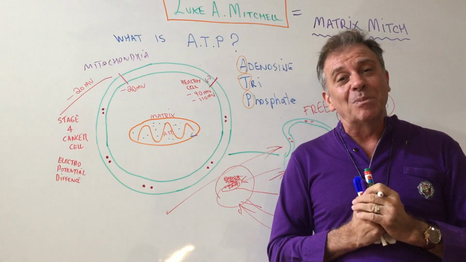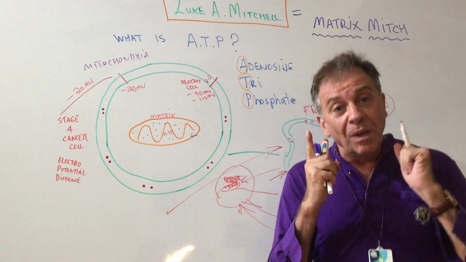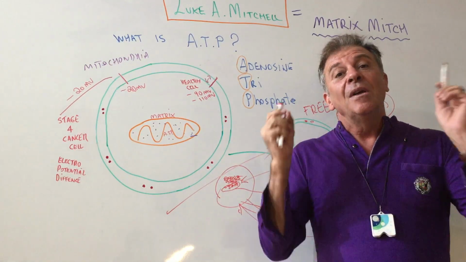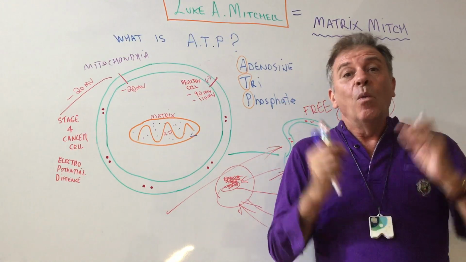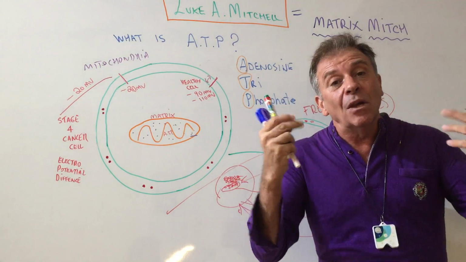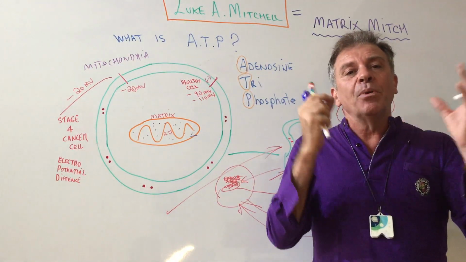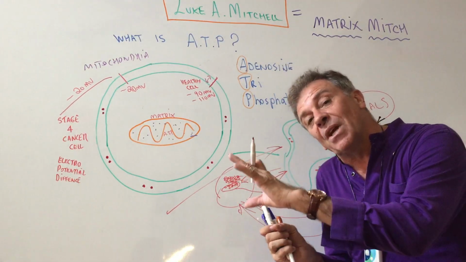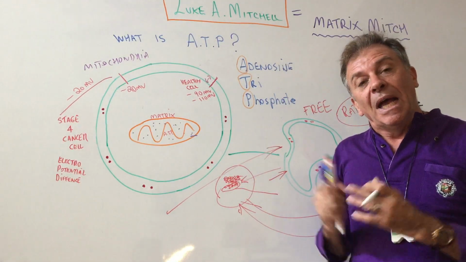I'm Luke Mitchell, Matrix Mitch. I hope this helps you. Don't believe me, I didn't make this up. Search virtual cell, ATP synthesis. What is ATP? Adenosine triphosphate. What is a sick cell? A free radical cell. What's the purpose of CoQ10? It's in the electron transport Krebs cycle. I hope you can remember it all. I hope that helps you.